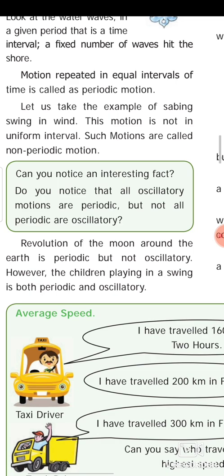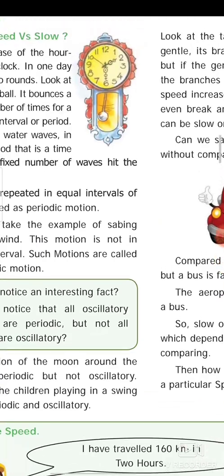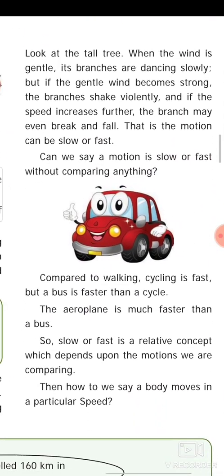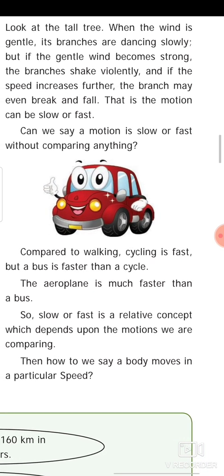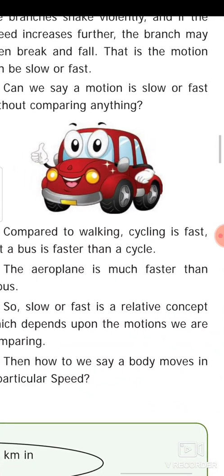So in day-to-day life not all motions are periodic. There are some irregular motions. Even then we have some examples of periodic motion. Revolution of the moon is also an example of periodic motion. So we need to find out whether the objects are fast or slow. How can we find slow or fast? It is a relative concept. Slow or fast is a relative concept which depends upon the motion we are comparing.